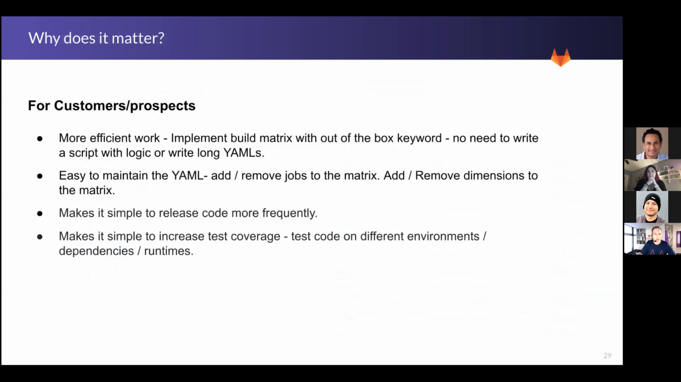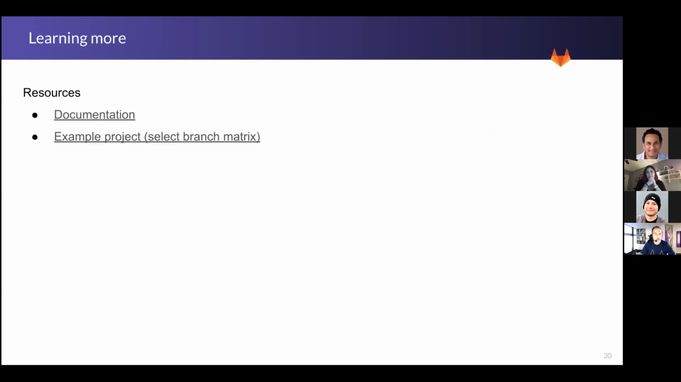Why it matters: it makes for more efficient work, and you can easily maintain the YAML. If you want to add and remove jobs to the matrix, it's very easy, just add more dimensions or environments or targets to the matrix, and it will create jobs for you at runtime for what you add. I will not cover everything because of the time, so feel free to read it later. There is a link to documentation and a link to example projects that I will show you now.